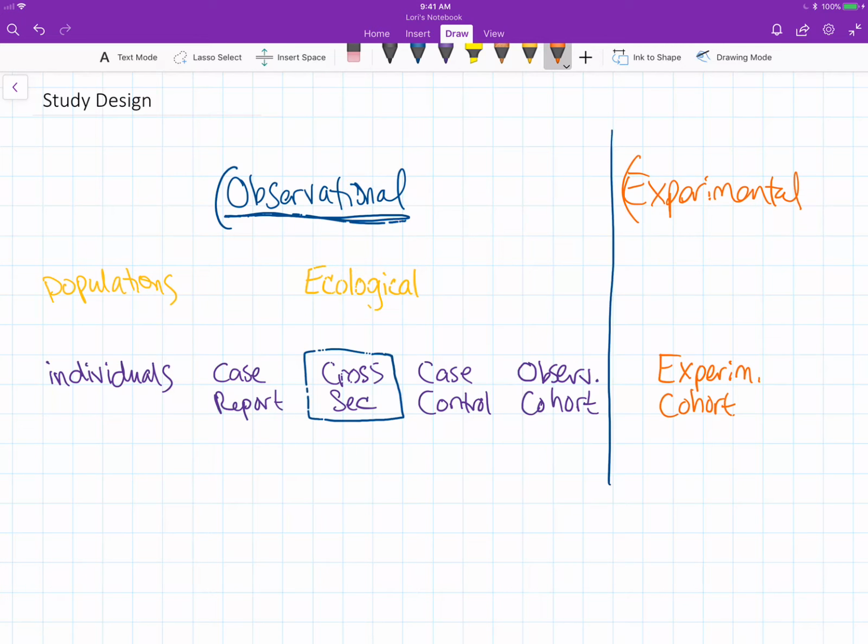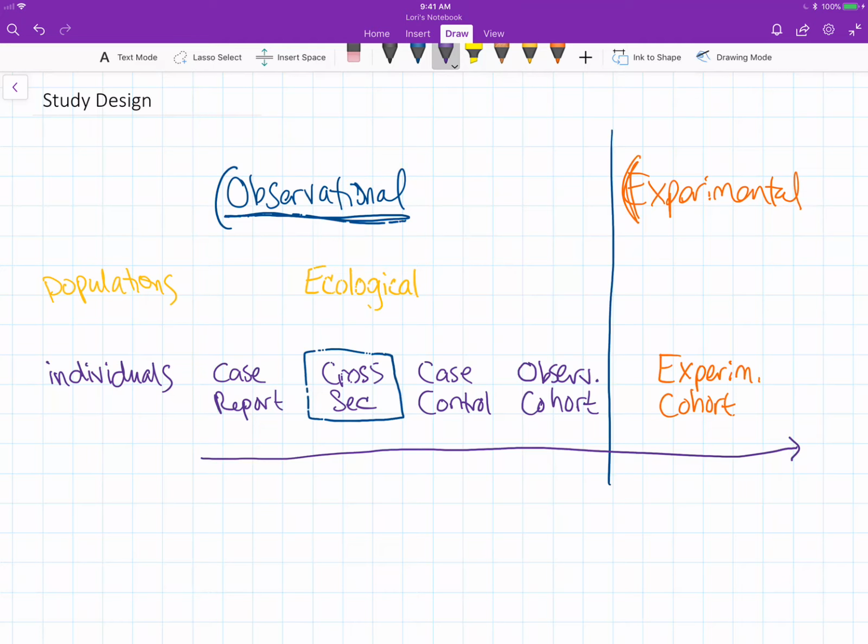Experimental, on the other hand, means that the researcher assigns whatever exposures are happening. We'll get to that later in the quarter, but I wanted to give you the full spectrum of what we're going to be talking about, and also to put the different study designs along this continuum. Now, some people might be wondering, what is this continuum? Let me talk about that here really quickly.